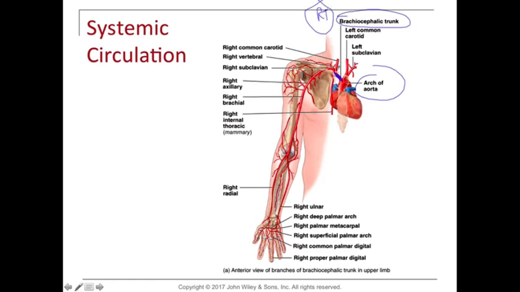And then the brachiocephalic is going to fork in the road where it becomes the right common carotid and the right subclavian. Right subclavian becomes the right axillary, right brachial, and then the forearm becomes the radial and ulnar arteries, and in the palm, the deep palmar, and then the superficial palmar arch. And then you have the digital arteries.